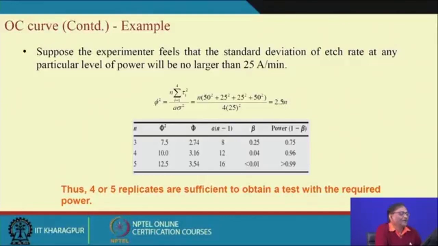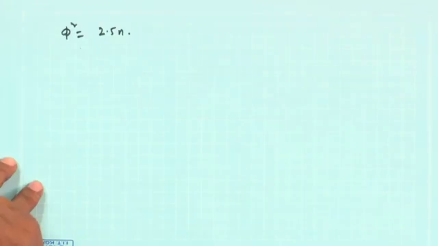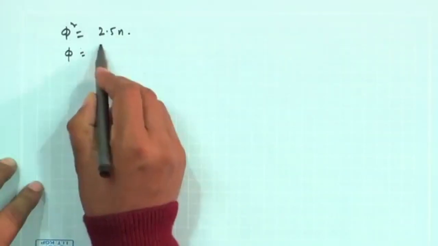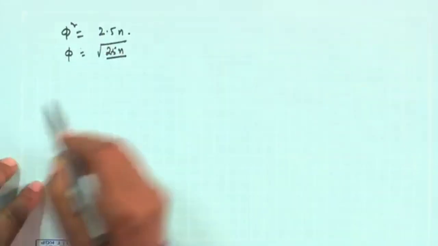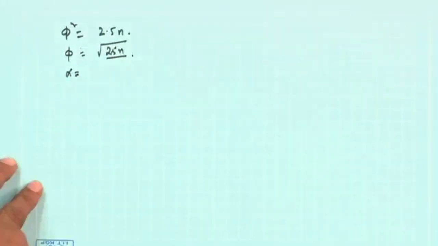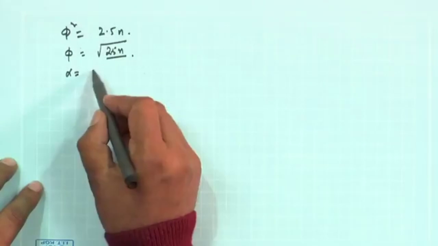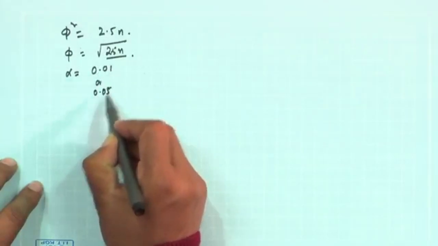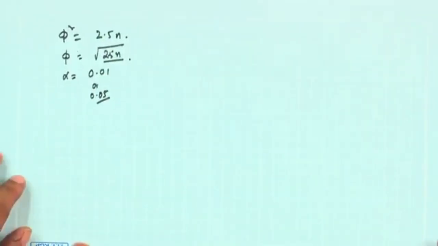So, what you require is to know what should be the sample size so that the power of the test is at least 0.9, meaning beta is 0.1 or less. Under such a condition, how do you go about it? You first know two things. First, you calculate phi square, which is 2.5 n. Then phi equals root over 2.5 n. Once you know phi, you say what is your alpha value. You may consider alpha to be 0.01 or 0.05 or anything else, provided that the OC curve is available.